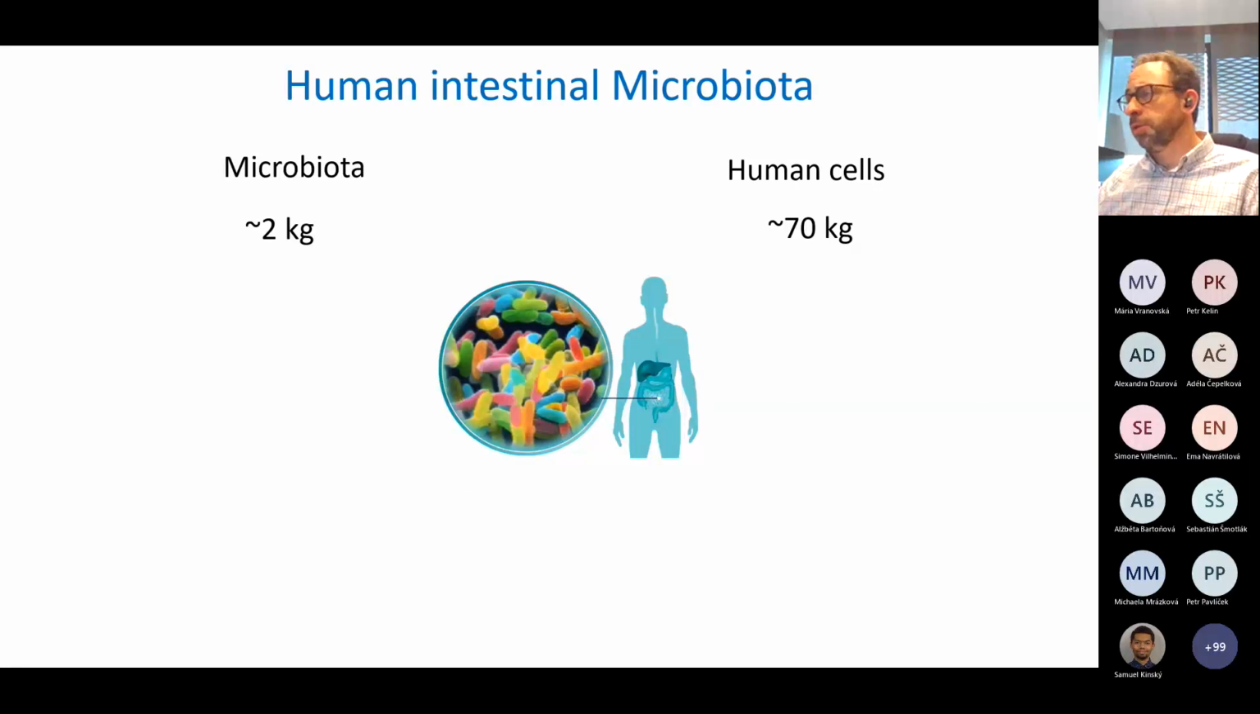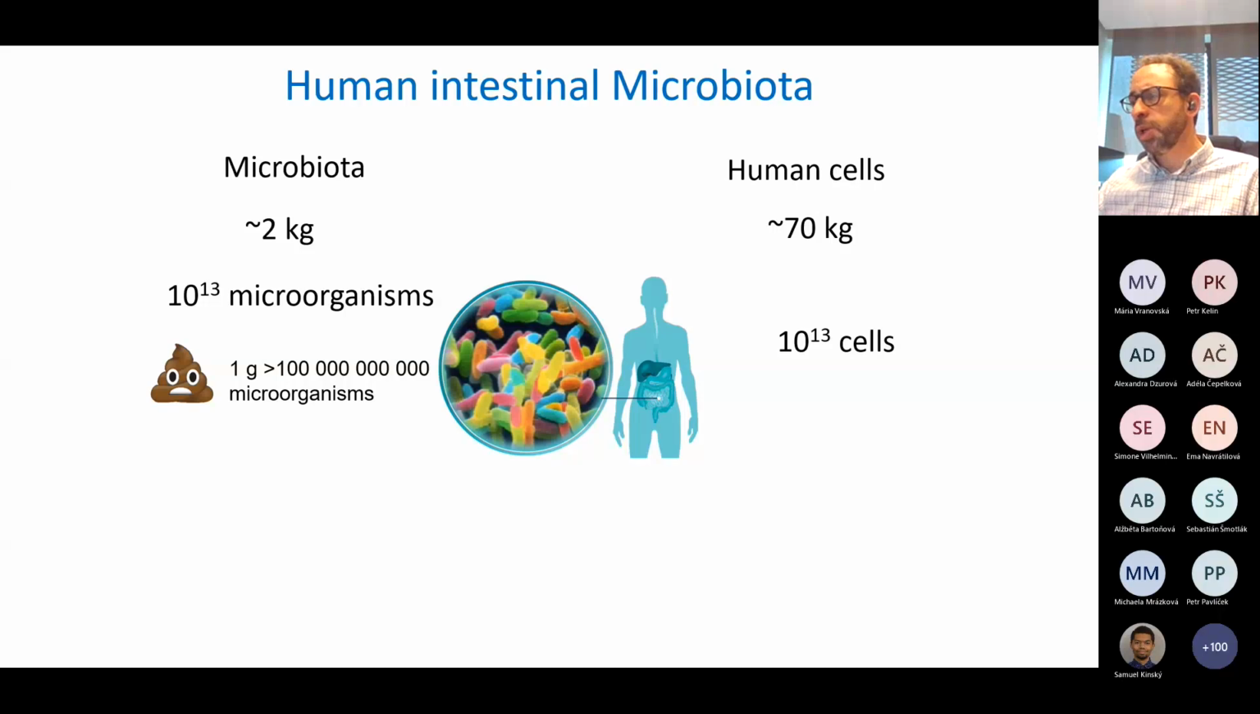So for an adult of 70 kilograms, you have approximately 2 kilograms of intestinal content. Of course, it's not only microbes, there is also a lot of water in our gut. We estimate that currently there are as many microorganisms in our gut as the number of cells in our body, roughly 10 to the 13 microorganisms. And so for 1 gram of stool, there are more than 100 billion microorganisms.